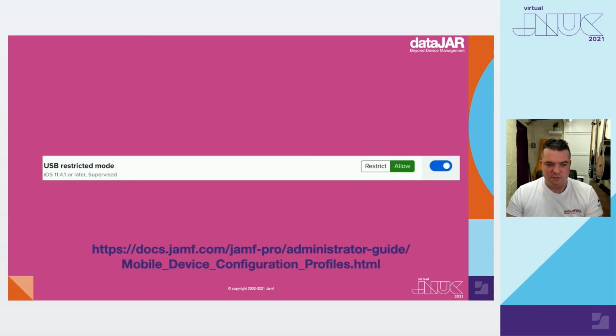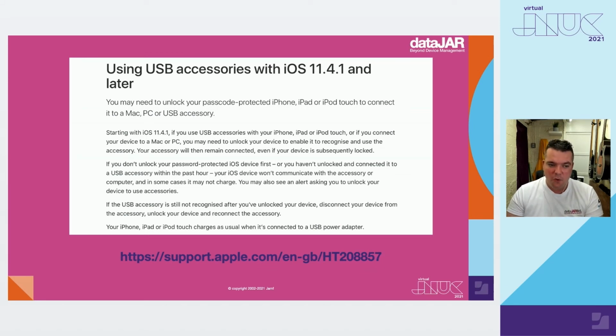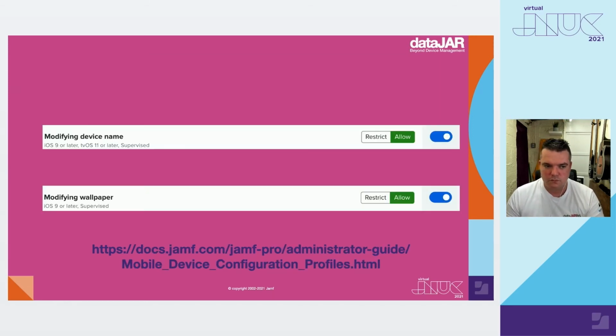Another thing here is USB restricted mode. This came about with iOS 11.4. And basically, if a device isn't unlocked and you haven't connected it to a USB accessory in the past hour, you won't be able to communicate with the USB. So imagine a device that's been locked away for a while. Maybe your internet connection requires tethering, but then suddenly you can't use the USB accessories because you've got USB restricted mode enabled. So this might be something you consider disabling as well.